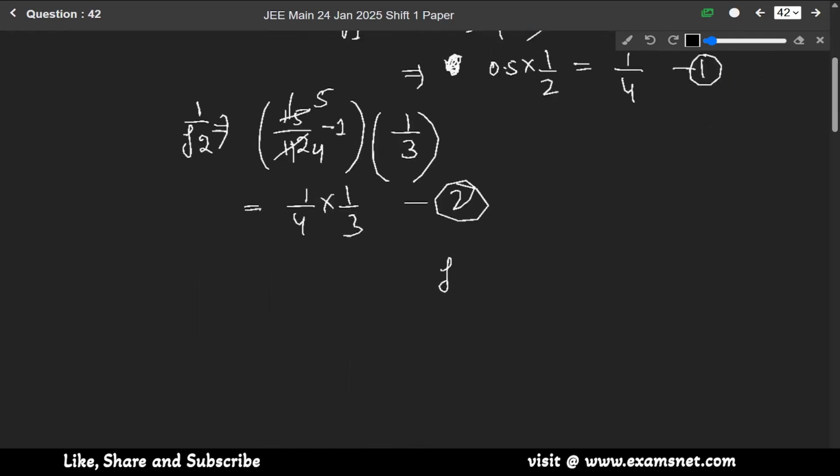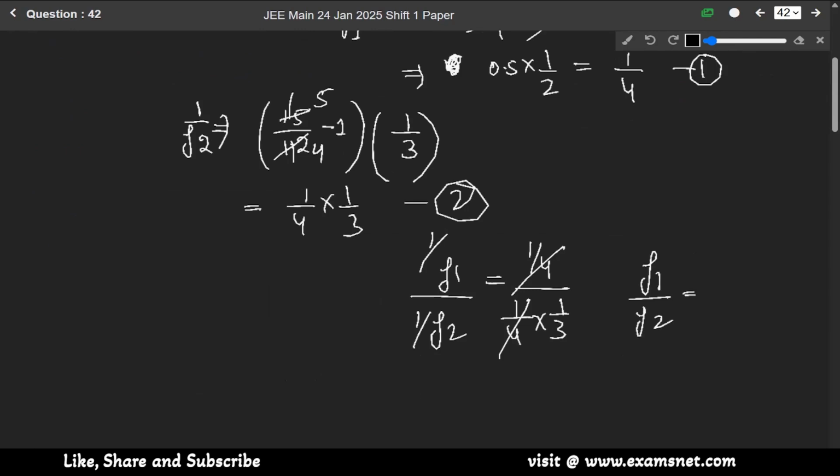Now we have to find the ratio of f1 over f2. So f1 over f2 means 1 over f2 divided by 1 over f1. 1 over f1 is 1 by 4 and 1 over f2 is 1 by 4 into 1 by 3. So 1 by 4 cancels out. So from here we get f1 over f2 is equal to 3.